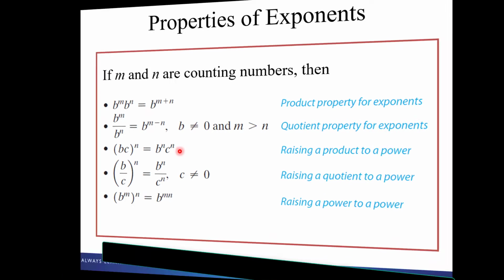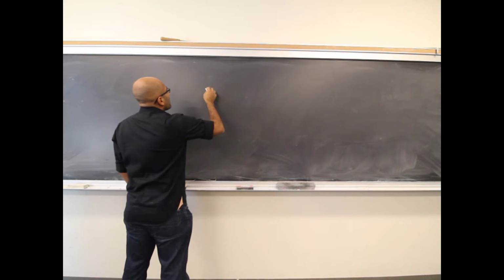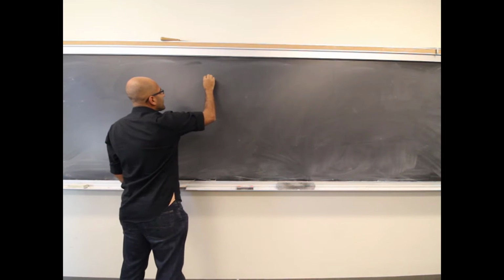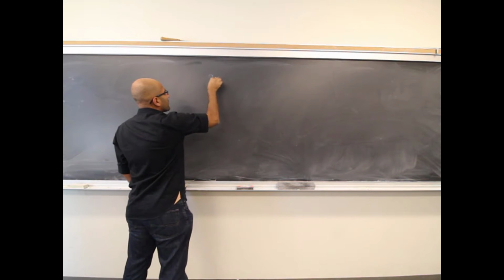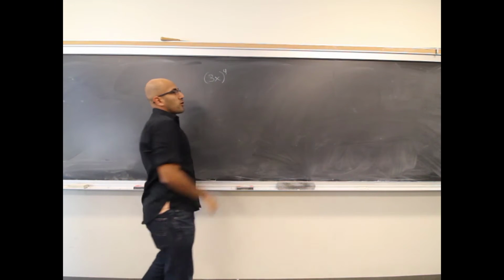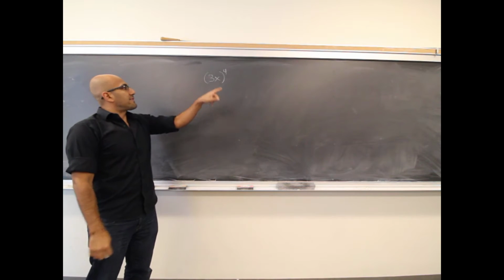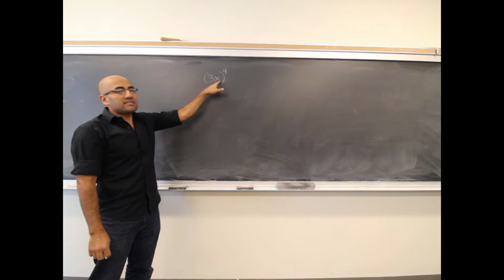So let's look at an example. What this property is saying is if we have a multiplication, like for example 3x raised to the power of 4, this looks like that. The b is a 3, the c is an x, right?